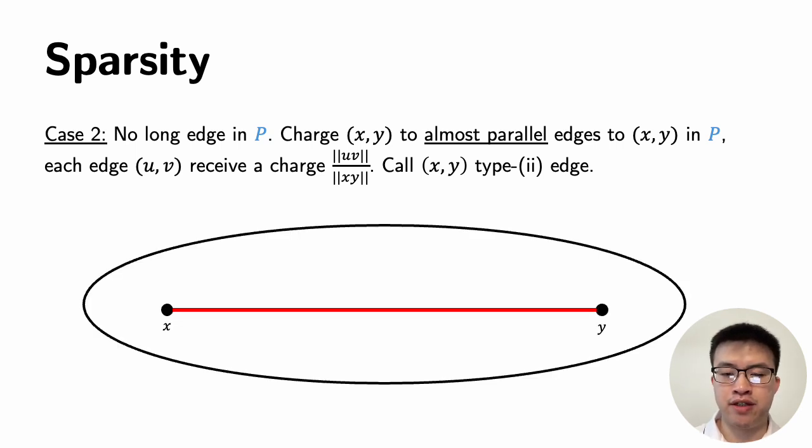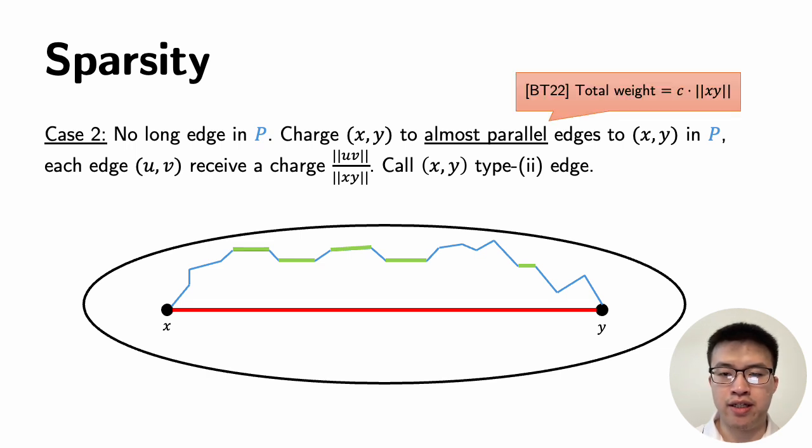In this picture, the red edge is xy and the blue path is the optimal path. There's no long edge in the blue path that is large enough, so we charge xy to the green edges here. They are all almost parallel to xy, and the total length of the blue path has been proven to be proportional to the length of xy. In this part we depend heavily on Euclidean space.